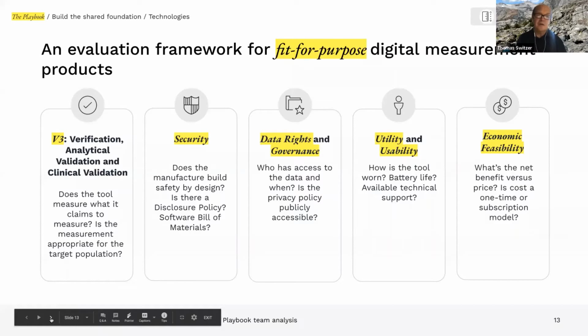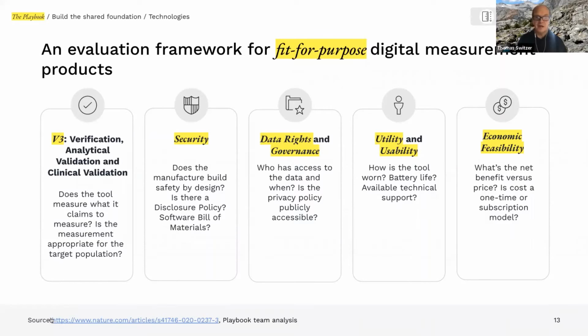So this one, we break this down into a lot of steps within the playbook, and I actually found this really helpful. One of them is the verification, analytical validation, clinical validation, the V3 construct. And I know, Jen, this is your paper you published earlier this year, but we're finding it really foundational, at least to identify that there are 3 distinct elements that you need to meet with this.